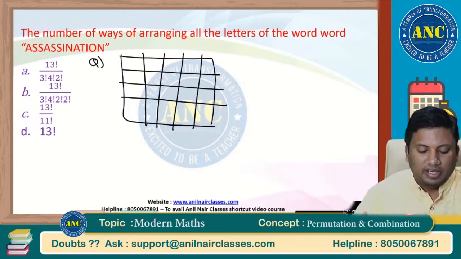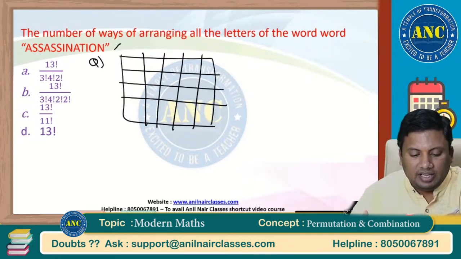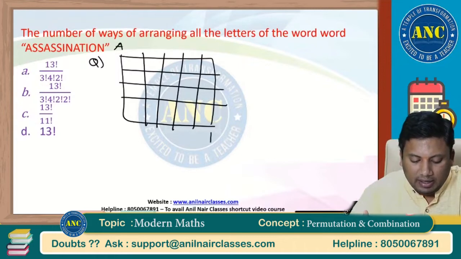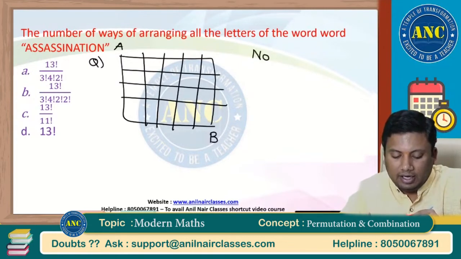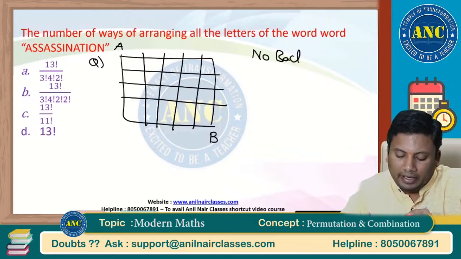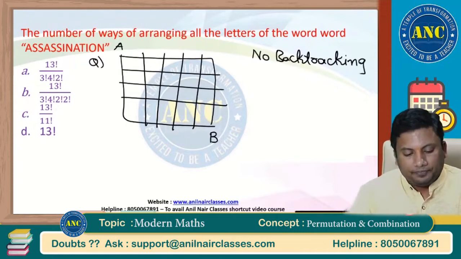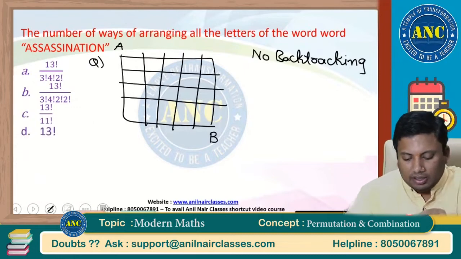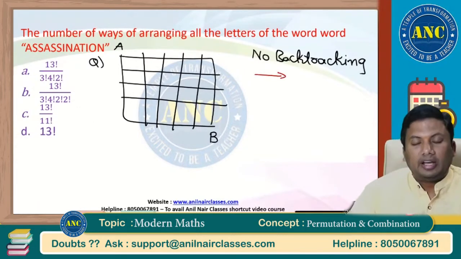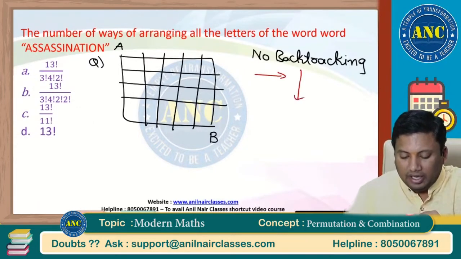The chessboard is like this. A person is there at point A, and a person is there at point B. No backtracking allowed. He cannot go back. Only 2 paths are allowed. That means either he can go like this or he can go like this.